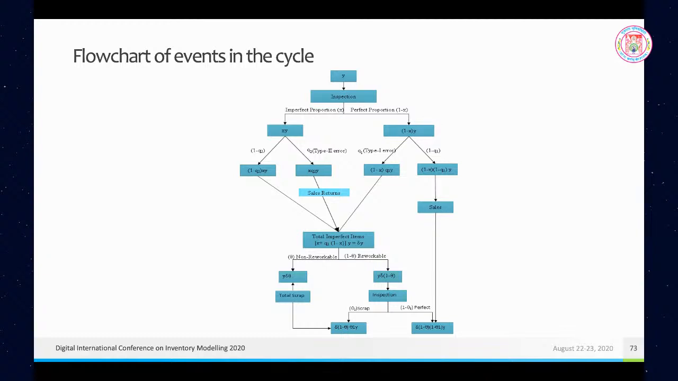Here we find the total imperfect items which are collected from both angles. On this side, that is coming out to the sales. Then we find the total imperfect items, that is, these are non-reworkable items and these are reworkable items, and that is again segregated into different parts and goes back here. That means the perfect item comes here, and otherwise this. This is basically the whole functioning of our model depicted in a flow chart, showing how these events take place.